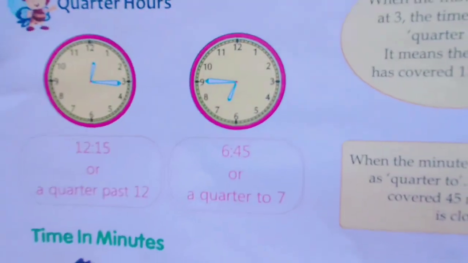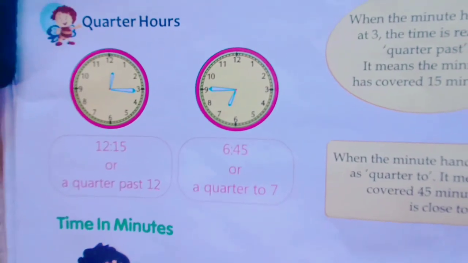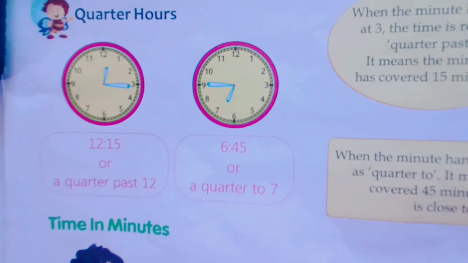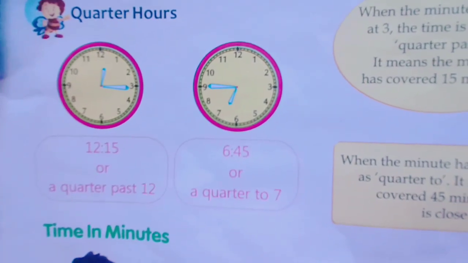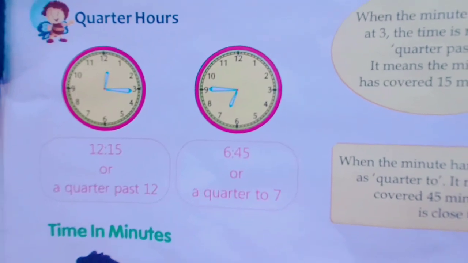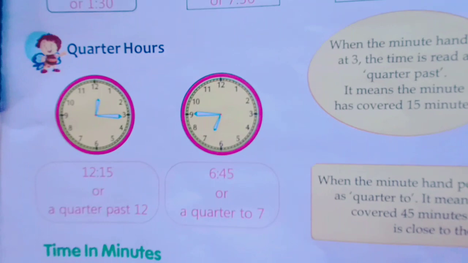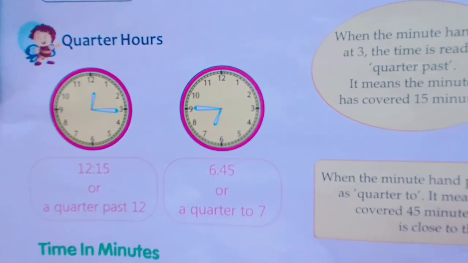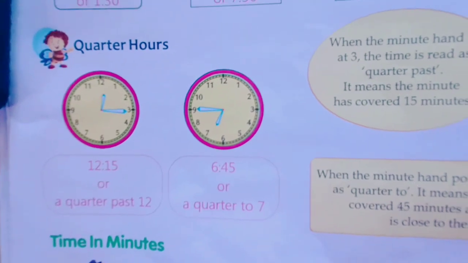Children, you see the example. The minute hand is at 3 and the hour hand is on 12, just after 12. So what is that? 12:15. How do we read that in words? Quarter past 12, because the minute hand is pointing at 3.